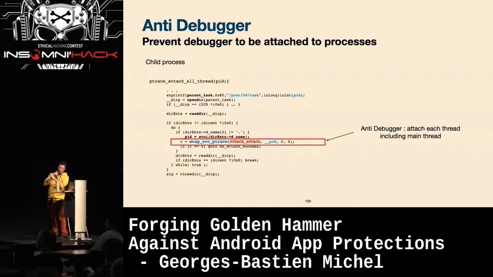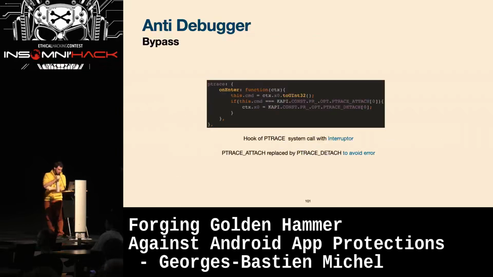After the fork, the shell process will do a ptrace attach on the parent. It is how it prevents GDB, for example, from being attached to the parent. And here I provide a hook which replaces the attach by a detach, because detach is a constant which has the least side effect on the application.